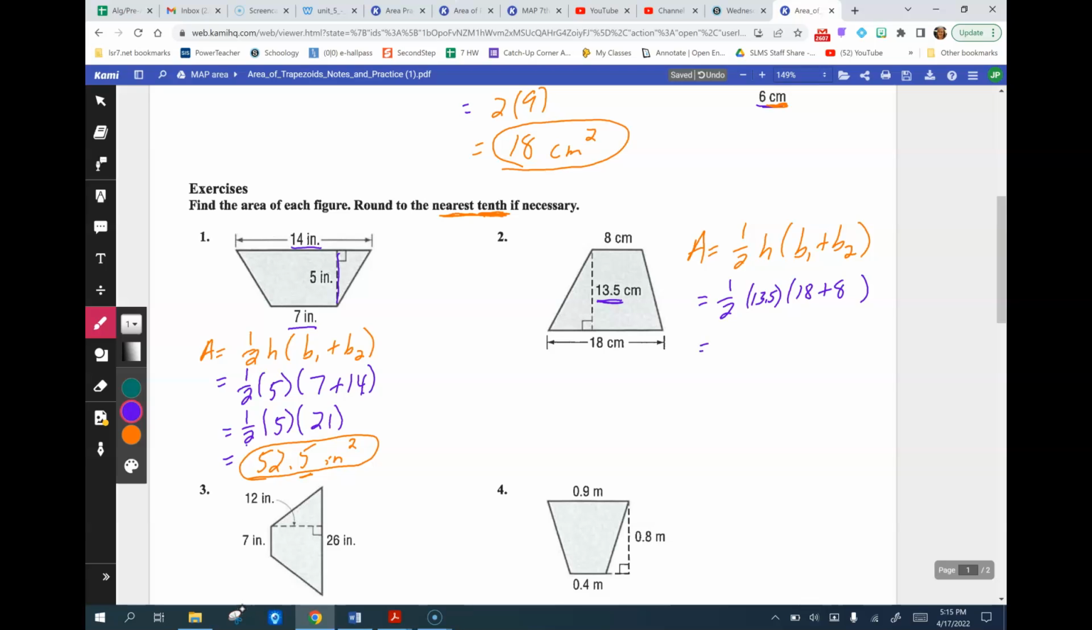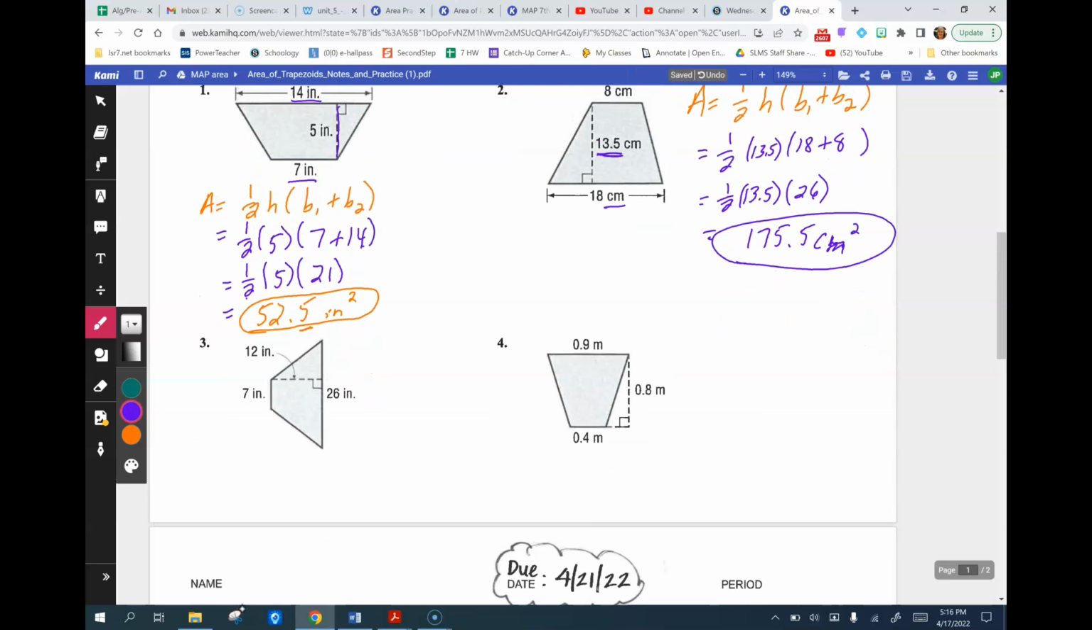Just to be quirky, I'm going to write them in the other order, biggest to smallest, just for something different. So here we go, 1/2 times 13.5, and then that 18 and 8, is that 26? Yep, 26. So I'm still going to have to use my calculator because I don't multiply 13s in my head. So I'm going to pull out my calculator now and go 1/2 times 13.5 times 26. And I get 175.5. It is area. So this time it's centimeters squared. That's an M. Ta-da!